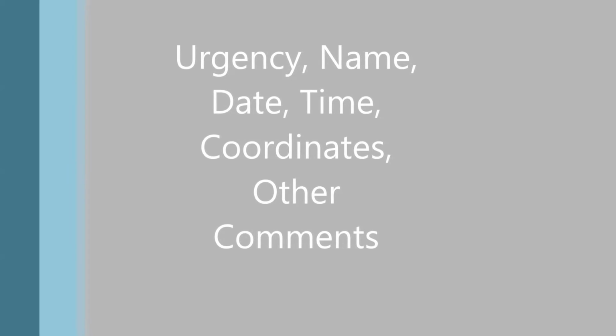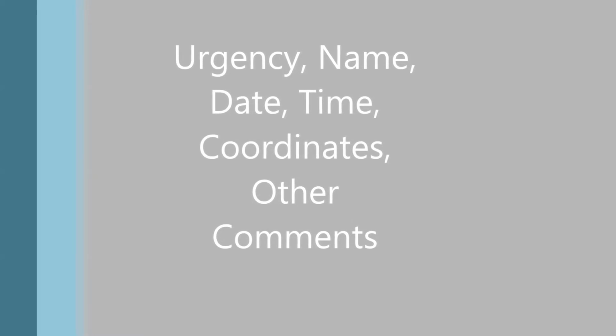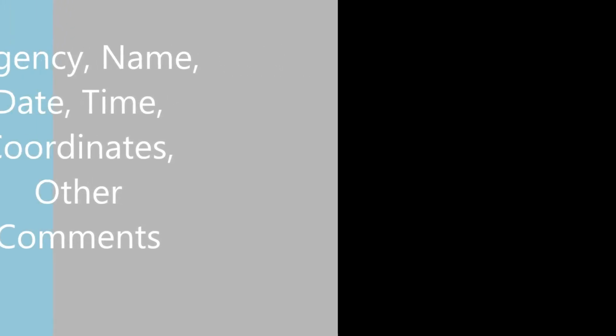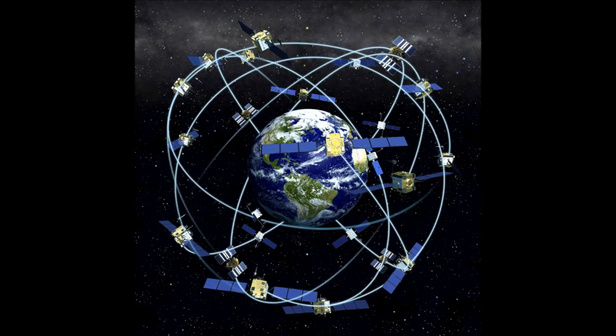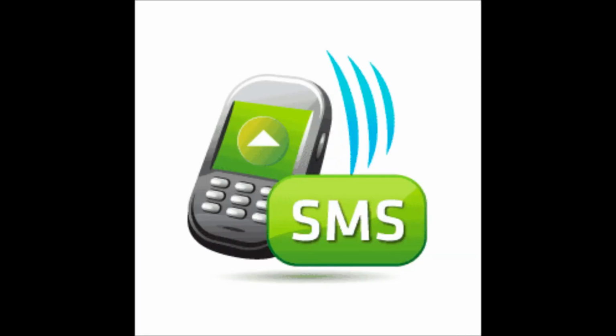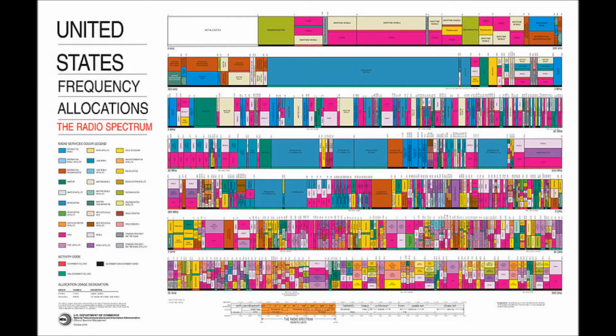The nodes will also contain several variables, including urgency, name, date, time, GPS coordinates, and a short comment section. The GPS location can be estimated or manually entered by the user. The application will then try and send an SMS. If this fails, it will resort to other channels of communication, but the SMS channel is optimal.